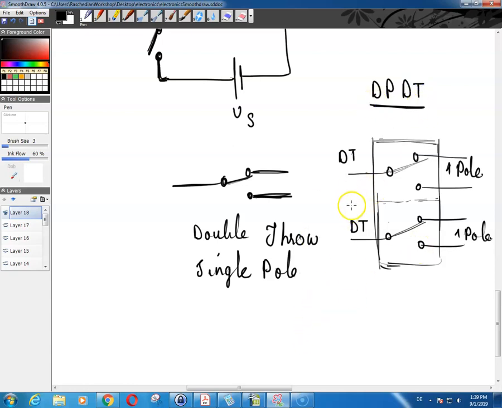These terms are important when you talk about switches, or when someone talks about switches, or when you want to order switches on the internet, you usually use this terminology in order to refer to these switches.